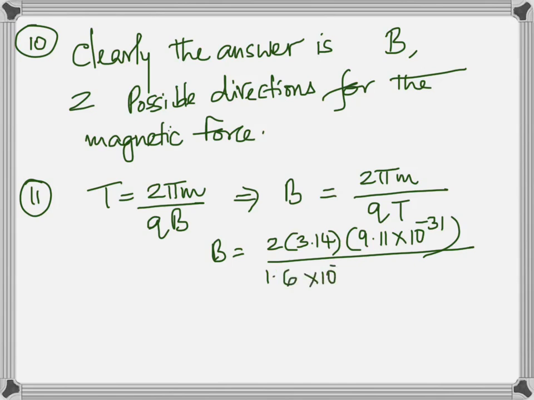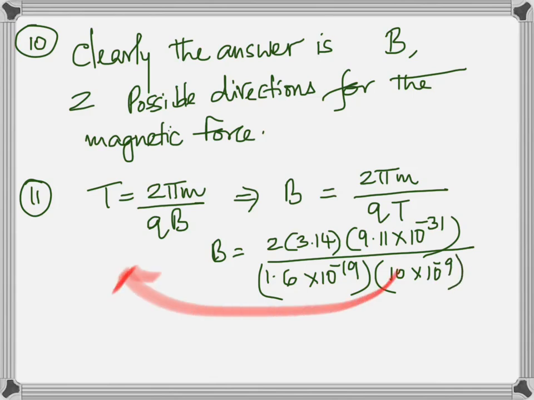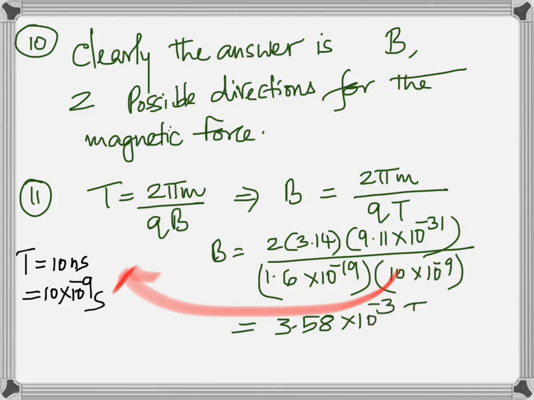And remember again that the time period is 10 nanoseconds, which is 10 times 10 to the negative 9 seconds. I'm just showing you that the time period is 10 nanoseconds. And when you calculate all that, you get 3.58 millitesla. So you would get 3.58 times 10 to the negative 3, which is 3.58 millitesla.